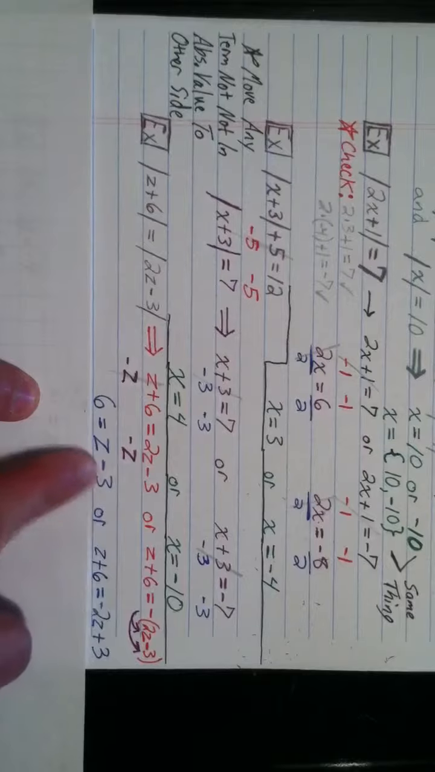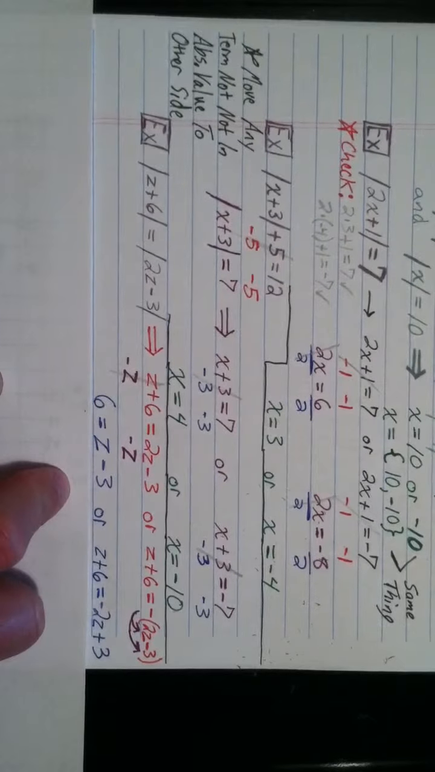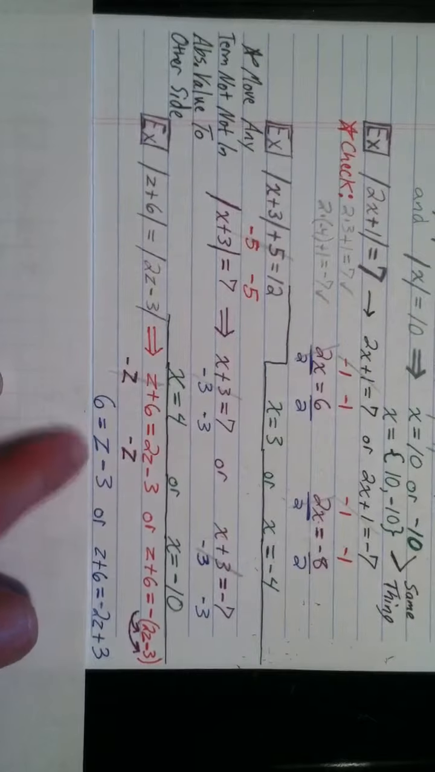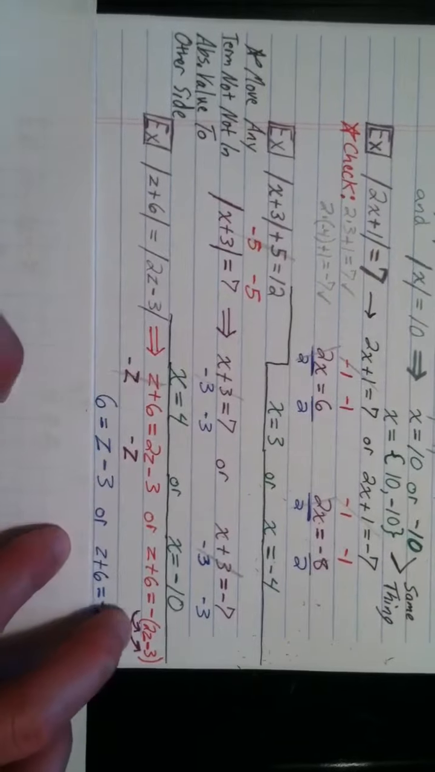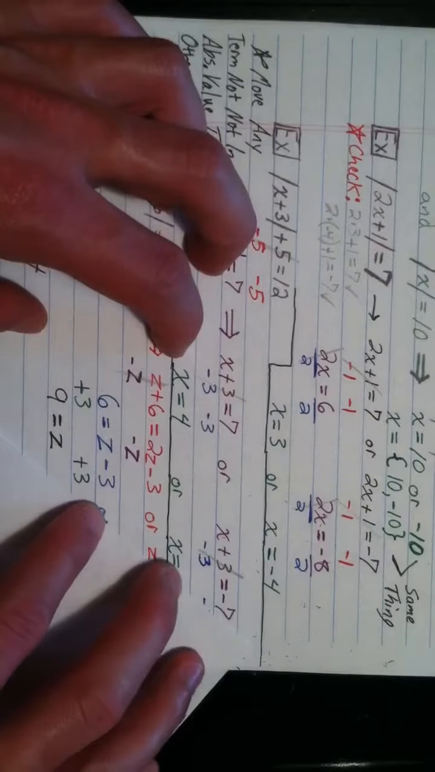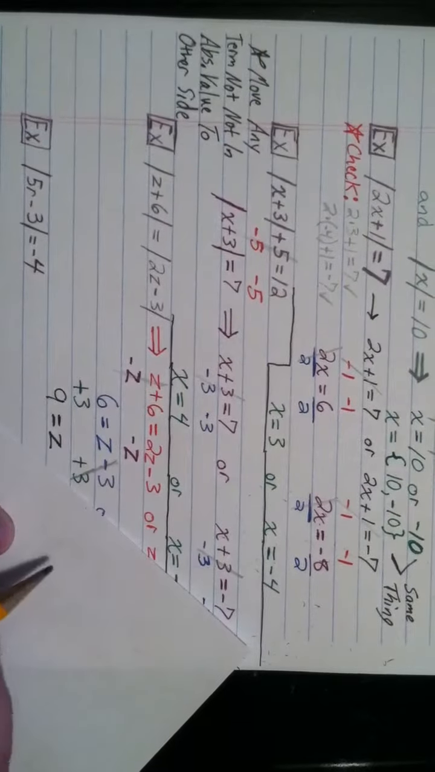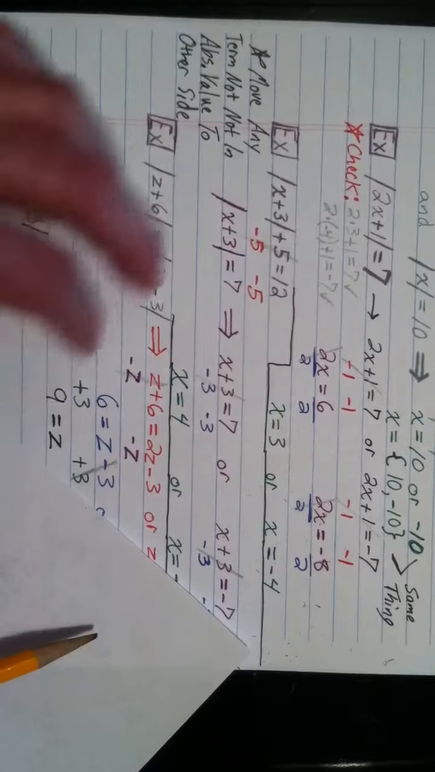So start here on this first equation. Add 3 to both sides, because the 3's will cancel out and that will give us the z by itself. So doing that, adding the 3's to both sides, you should end up getting 9 equals z, or z equals 9, as the 3's cancel each other out here. 6 plus 3 is 9.